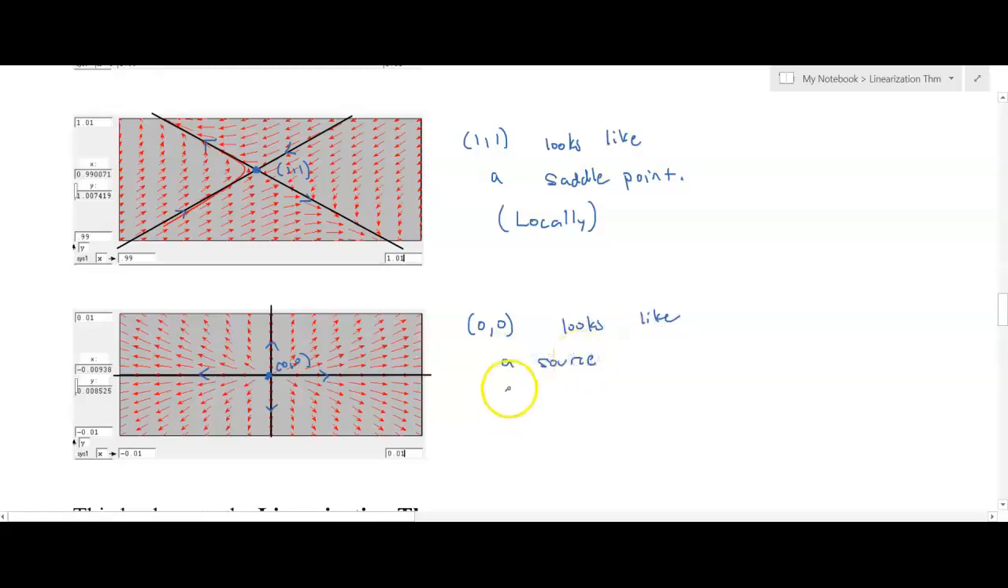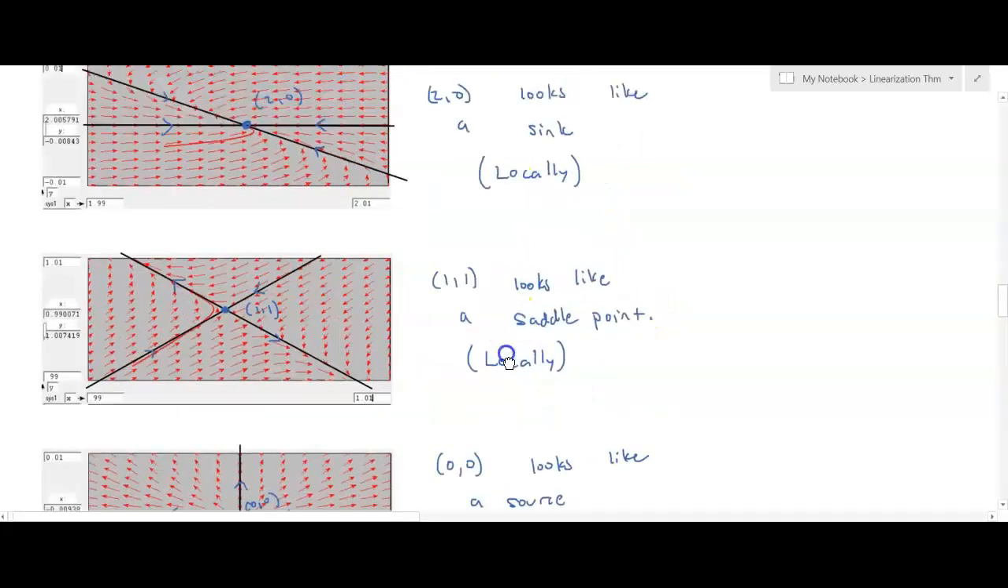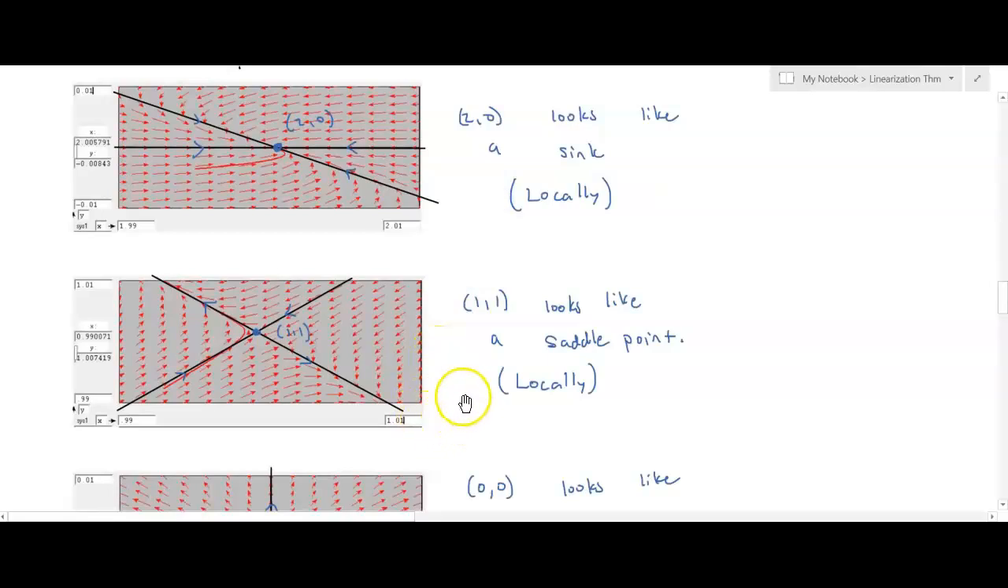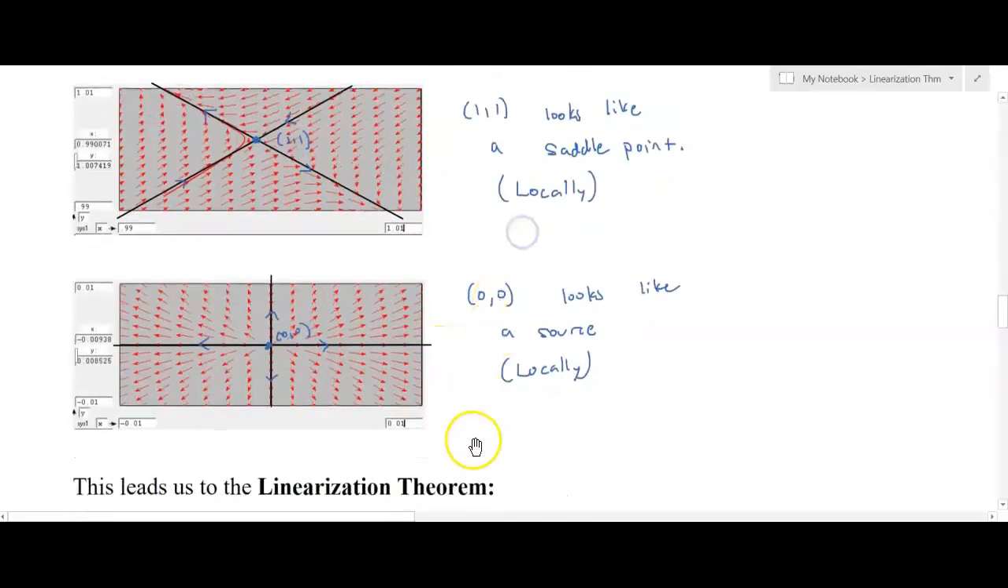Once again, we want to say locally because when we zoom out, we don't see that anymore. Perfect. So we've visually classified these, and I'll say locally here as well. We've visually classified all of these, but again, we want to have some mathematical way to do it because mathematics gives us more of an objective viewpoint from which to take a look.